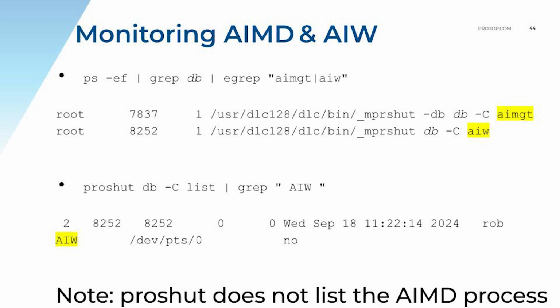Or if you want to do it from the command line again, you can do something like, munge your process list and filter out the lines that say AIMGT, not AIMD, and AIW. Yes, it's not consistent, but it is what it is. In a ProShut, if you do a ProShut list, which lists all of your connections, it actually filters out the AIMGT. It doesn't show it. So you can look for your AIW this way, but not the daemon.